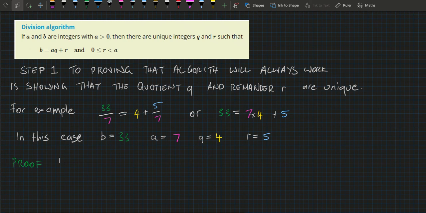Okay, let's prove this division algorithm. The example here is 33 is equal to 7 times 4 plus 5. So my remainder is 5, which is greater than 0 and less than 7. My quotient is 4, and that's obviously unique. But let's pretend we don't know much about these numbers.